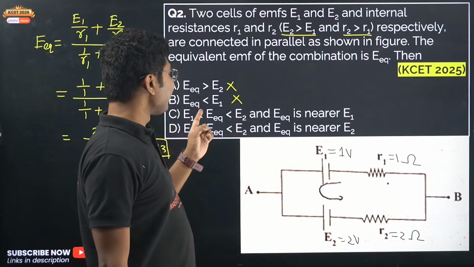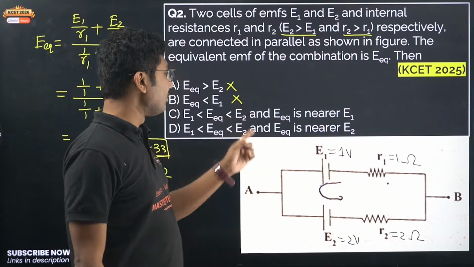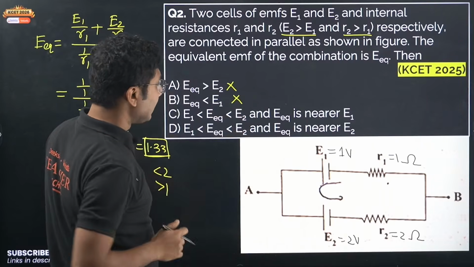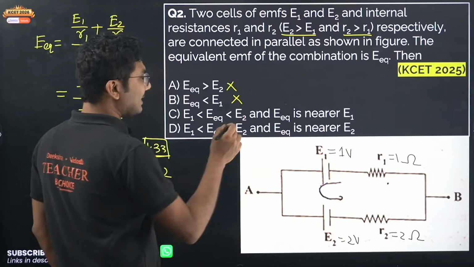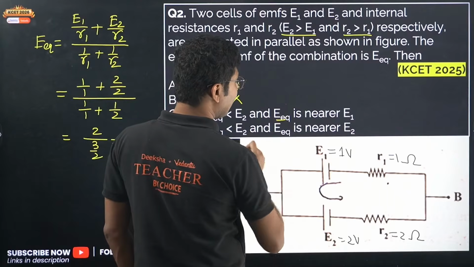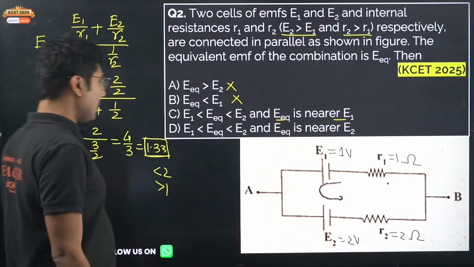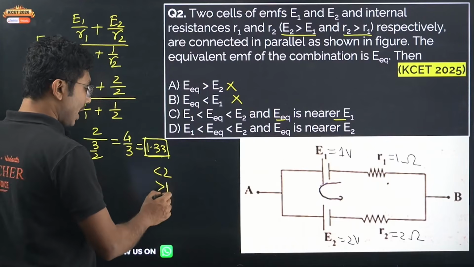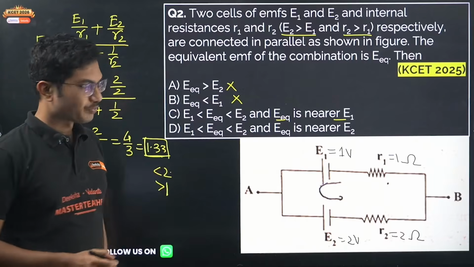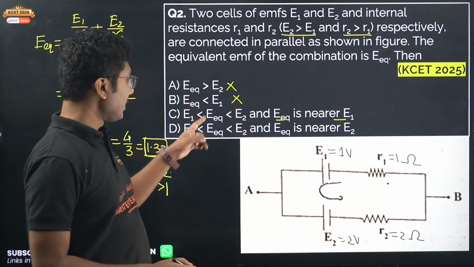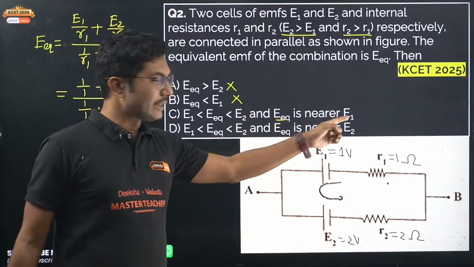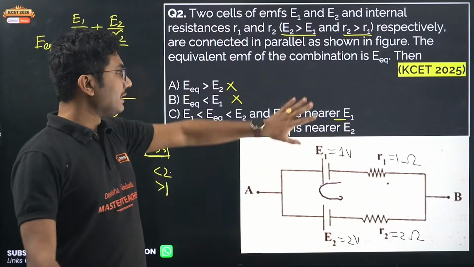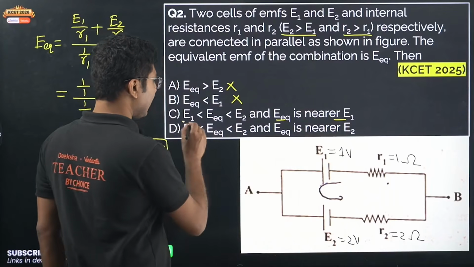So E1 is less than E equivalent is less than E2. So this also looks correct, but here it is mentioned that E equivalent is nearer to E1. Now if you see that 1.33, is it nearer to 1 or is it nearer to 2? So both options are the same. In one case it is said E equivalent is nearer to E1 and in the other E equivalent is nearer to E2. So this portion is the same, this portion is correct obviously.